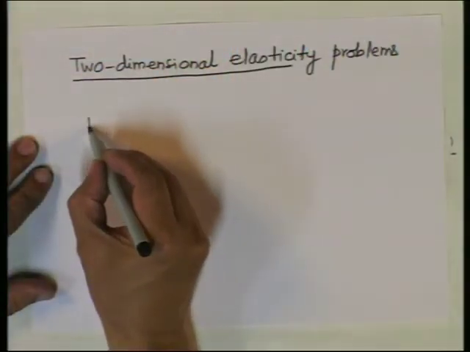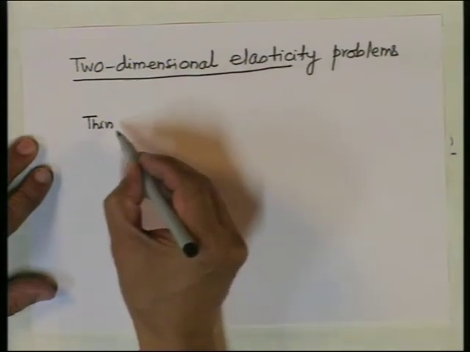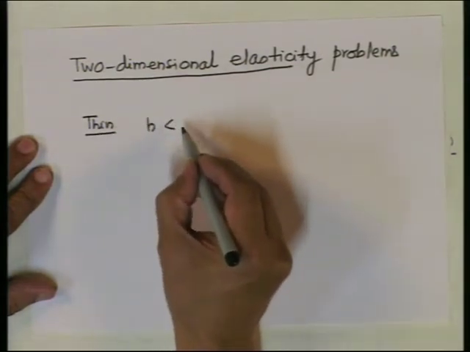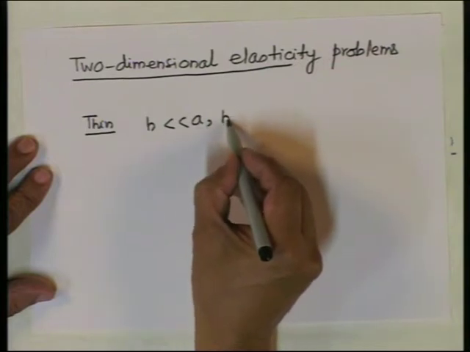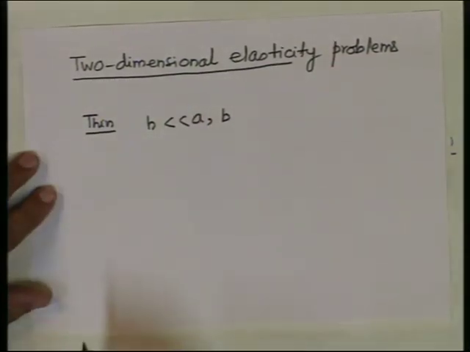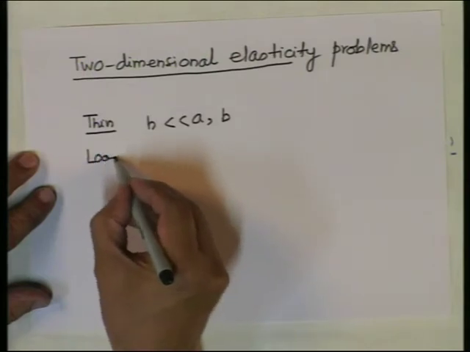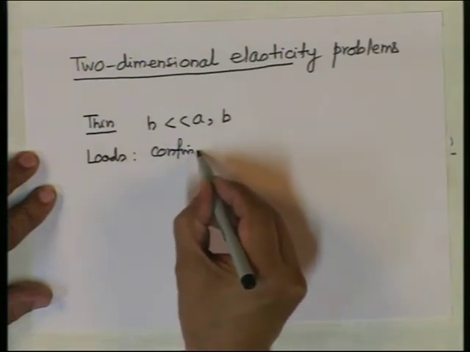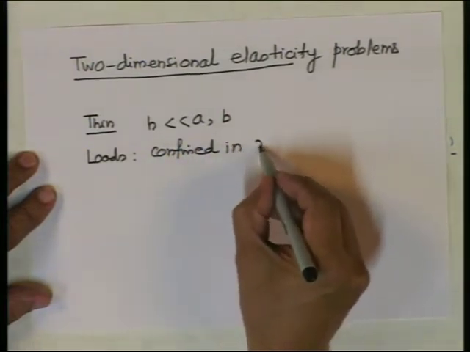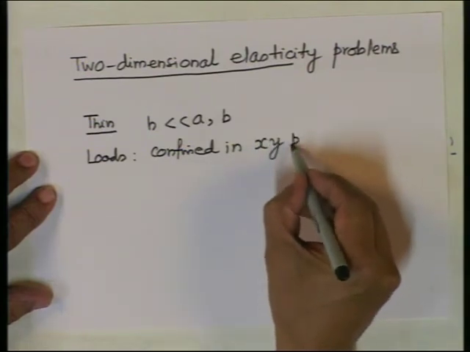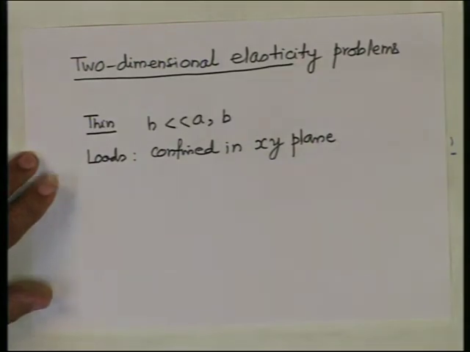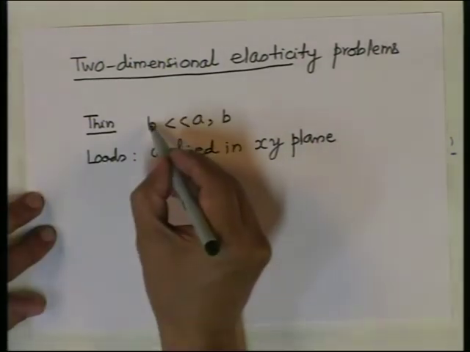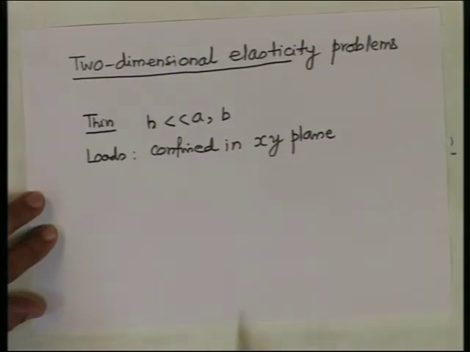So, for such a situation, there are two conditions. One is that it is very thin: H is very, very small compared to A and B, the thickness. And second is that the loads are confined in the xy plane, where the z direction is the thickness direction, H is the thickness. So the loads are confined.